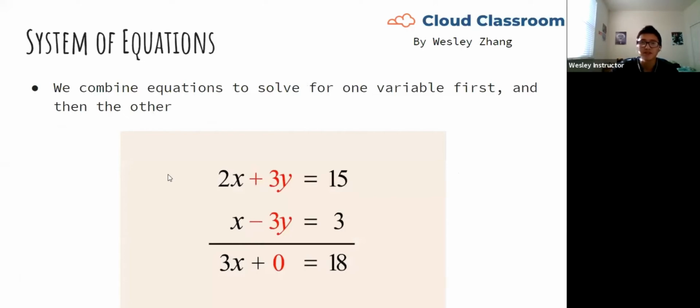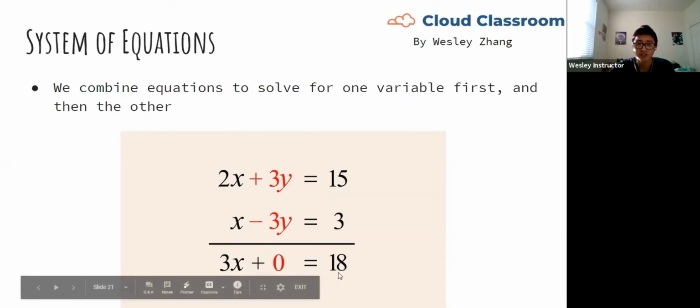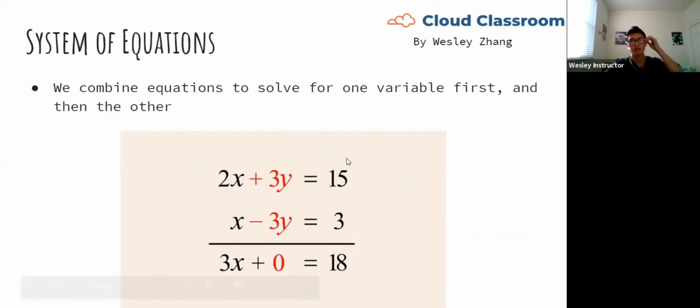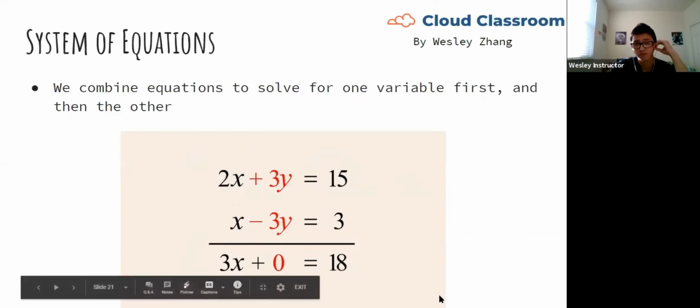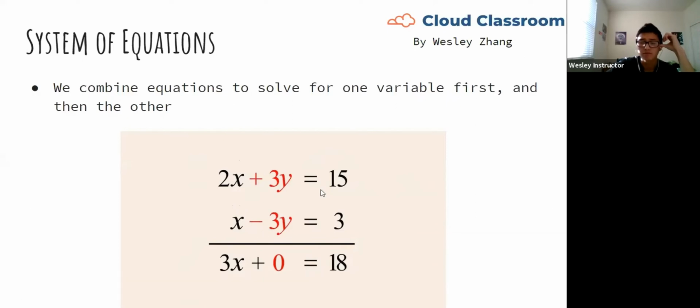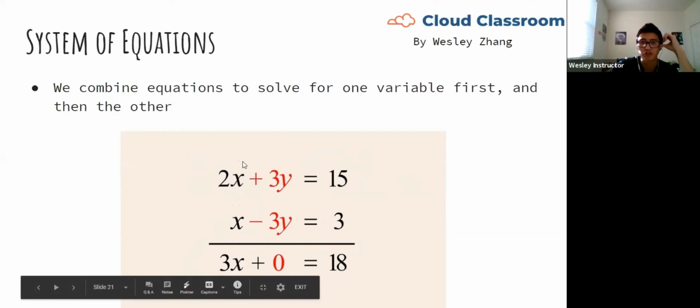All right, system of equations. So we combine, so this basically is the method of combining equations to solve for one variable first and then the other. Because as you guys see here, we have two variables to solve for. We need to solve for x and y. So when we have two equations, we can use system of equations. So, right, we can combine these equations.